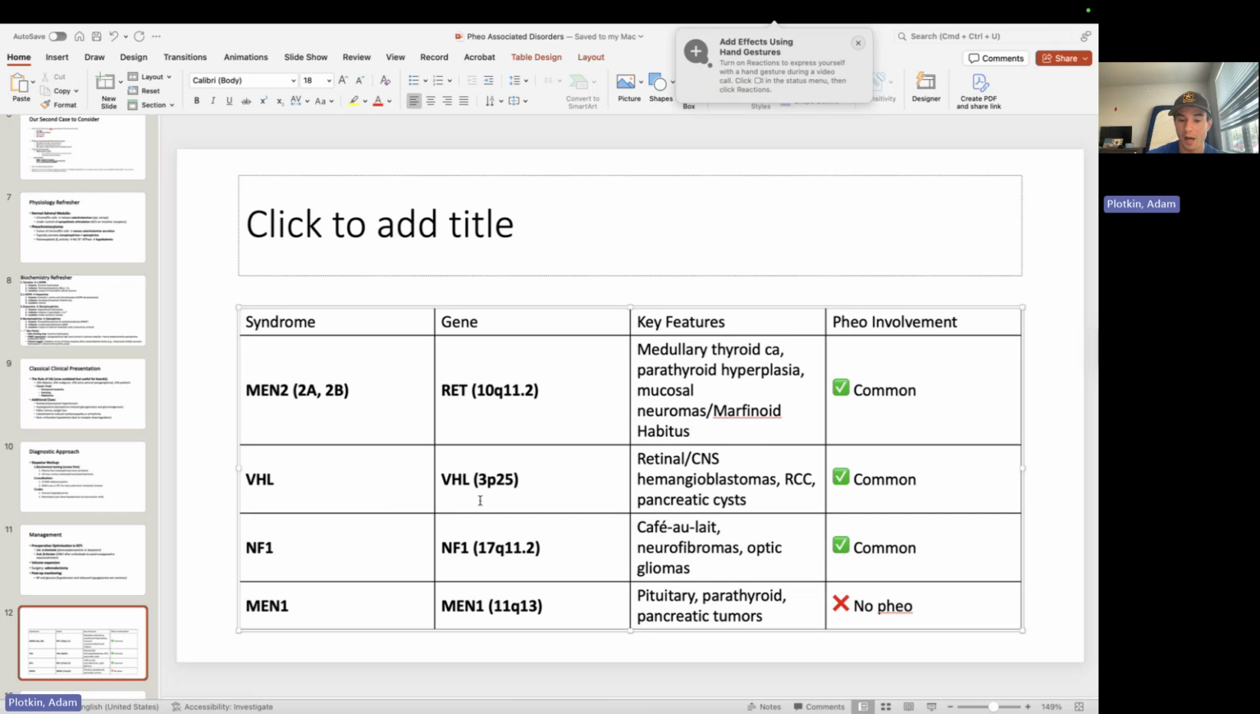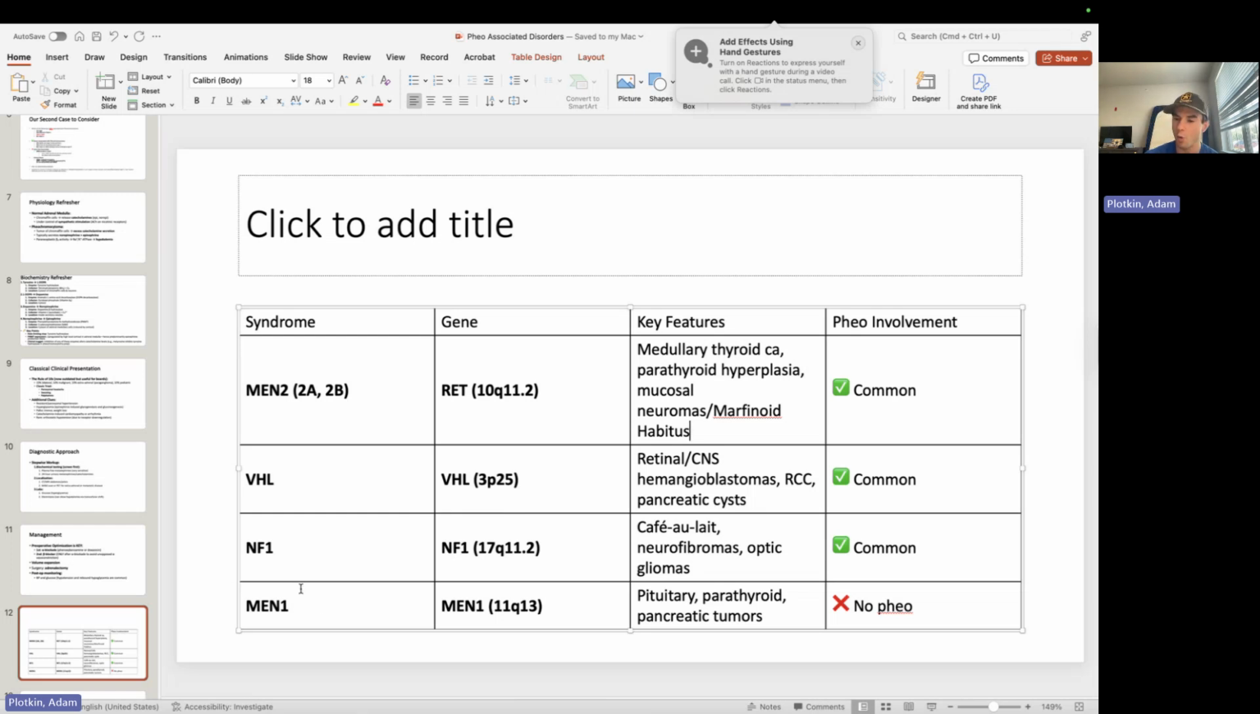There's von Hippel-Lindau, which is a VHL 3p25 mutation, which can have retinal and CNS hemangioblastomas, renal cell carcinoma, pancreatic cysts, and pheochromocytoma. There's neurofibromatosis 1, the NF1 on chromosome 17. They can have cafe au lait spots, neurofibromas, and optic gliomas. And then, of course, pheochromocytomas.